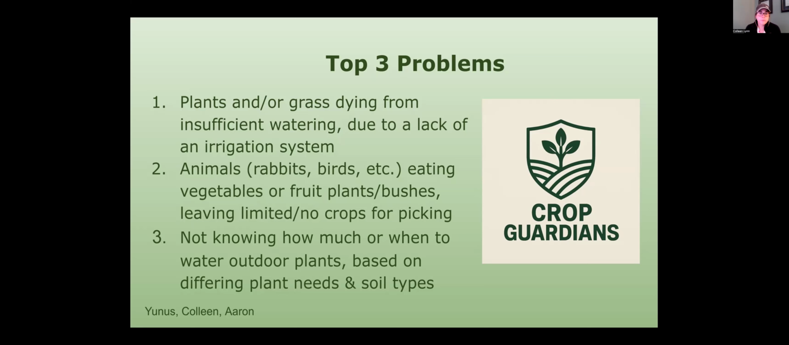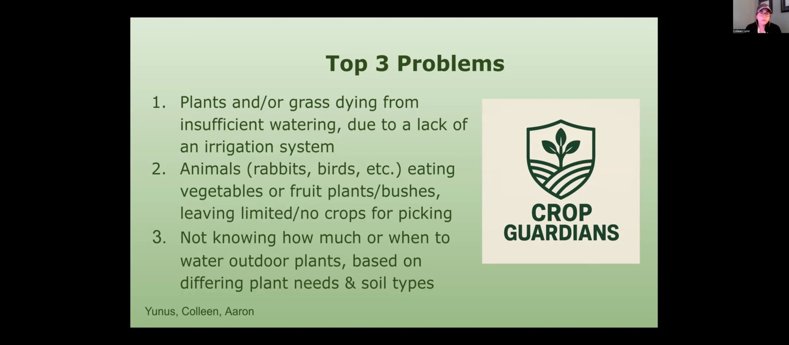Second one is animals eating fruits and vegetables. So you could have birds picking at your blueberry bushes, rabbits getting into the garden. We know fences already exist, but they don't always work for all animals.